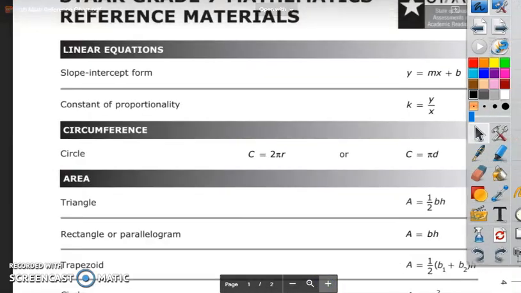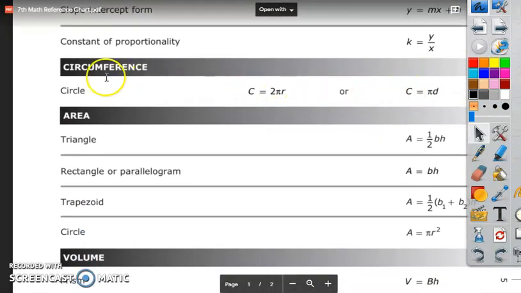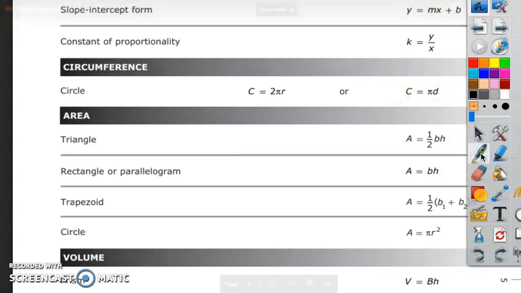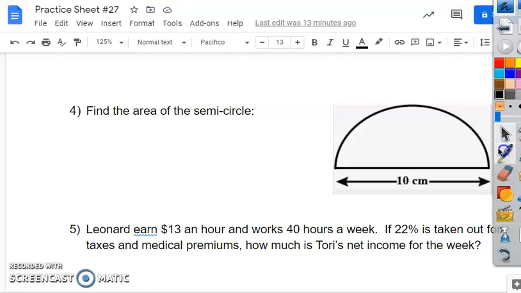So notice when we look at this, don't use this, guys. This is circumference. Do not use that, okay? We want area of a circle. Because notice we do not have a semicircle. We only have one for a whole circle. So pi r squared. So write that down. A equals pi r squared.